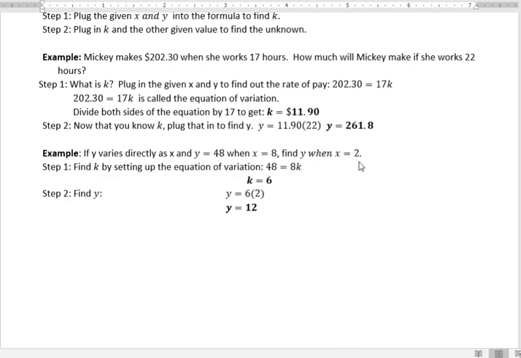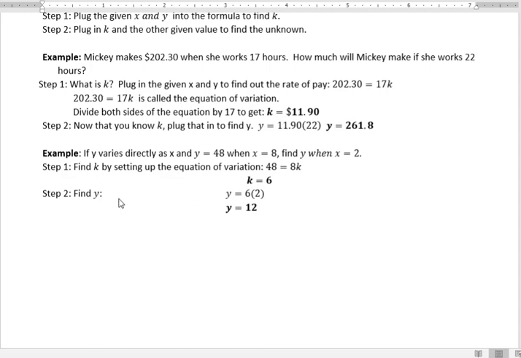You see how X went down? We would expect that the Y would go down too, because direct variation has a proportional effect. So step 1, find K. We're going to set up that equation of variation. Plug in the Y and the X that you were given, and then divide both sides by 8, and we find out that K is 6.